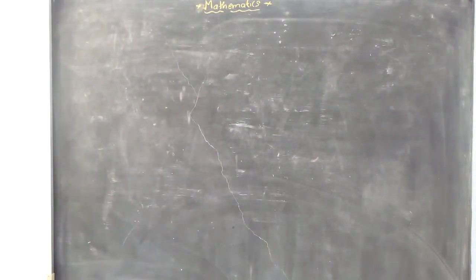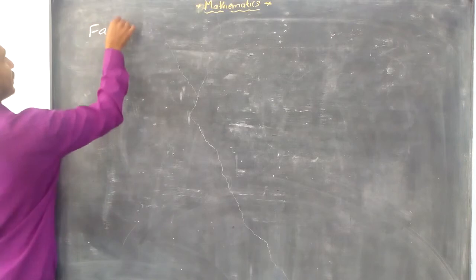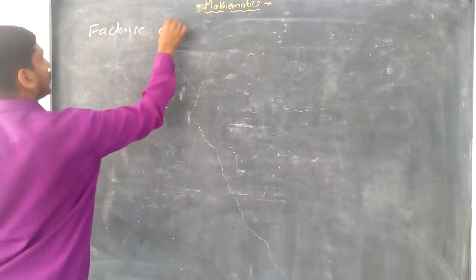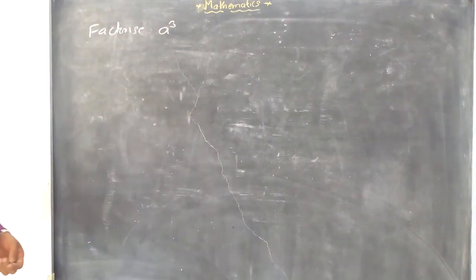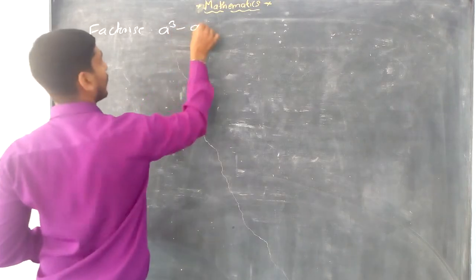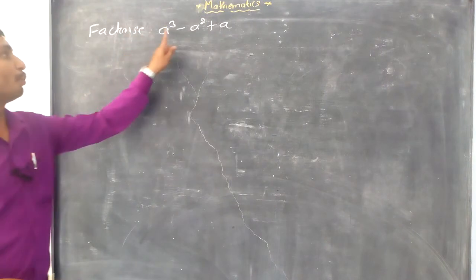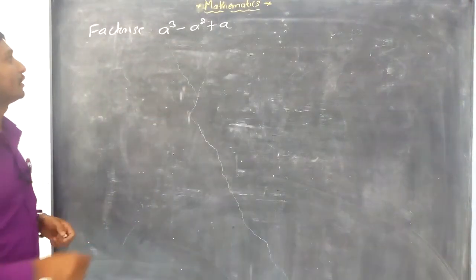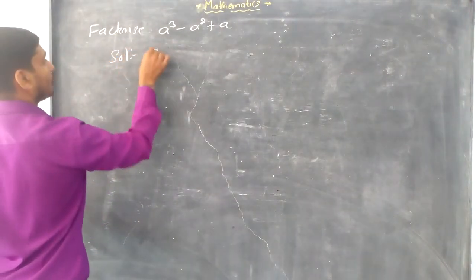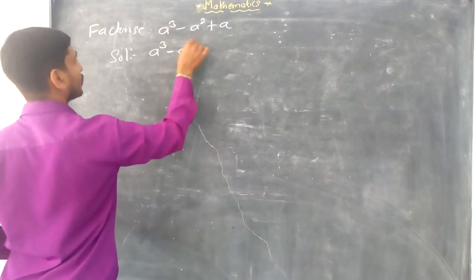Factorize. The next question is factorize a cube minus a square plus a. What is the question? Factorize a cube minus a square plus a. Okay, write the question. The question is factorize a cube minus a square plus a.